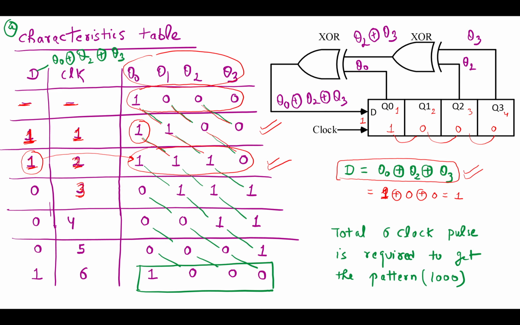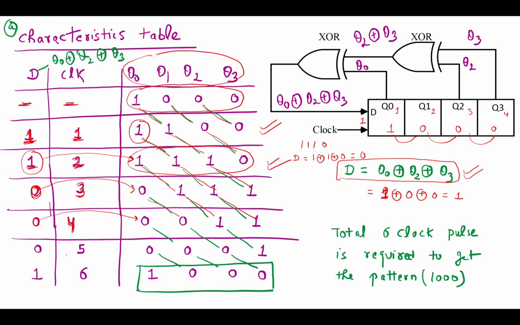Now the previous data is 1110, so we have to find D. Q0 value is 1, Q2 value is 1, and Q3 value is 0. So 1 XOR 1 XOR 0 is 0. This 0 comes here, stored in Q0, and the remaining data is shifted to the right. Same process: apply one clock again, this time the D value is 0, this 0 comes here and the data is shifted to the right.